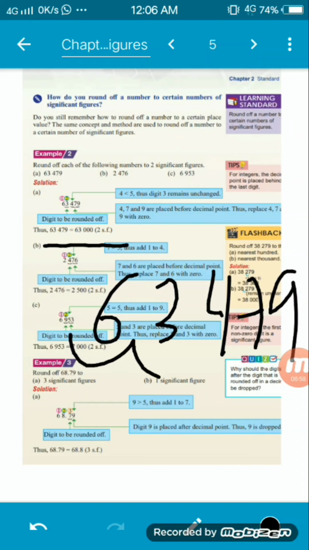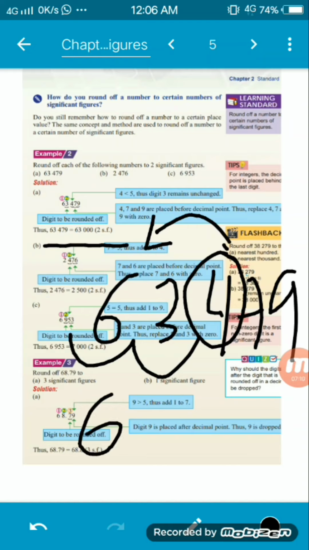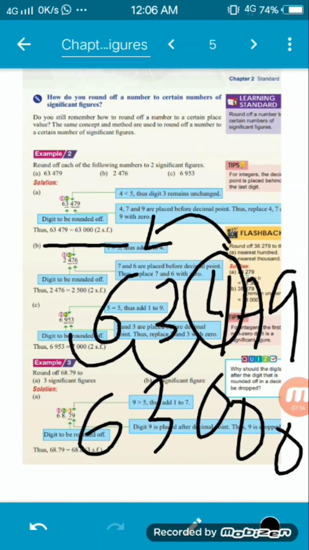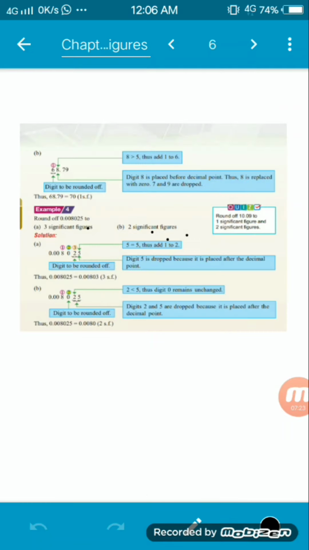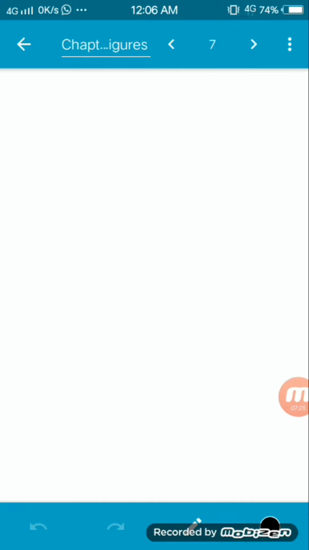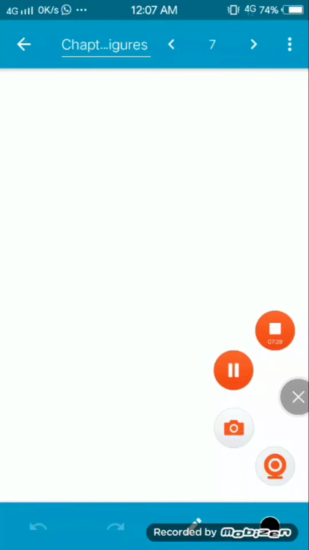Okay, kita tengok nombor ini, kalau lebih 5 kita tambah 1, kalau kurang tak perlu tambah apa-apa. So jadi 6, 3, 0, 0, 0. This one has 2 significant figures. Okay. Begitu soalan yang seterusnya juga. Ini next sama juga.